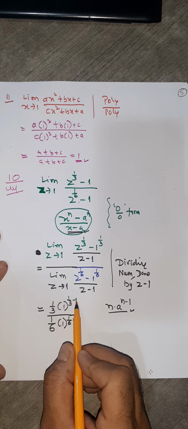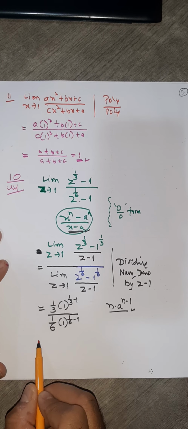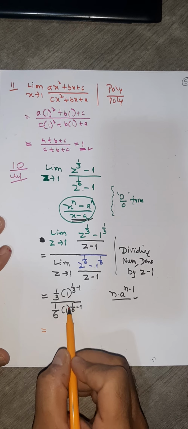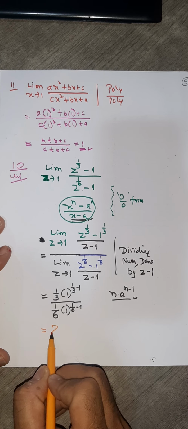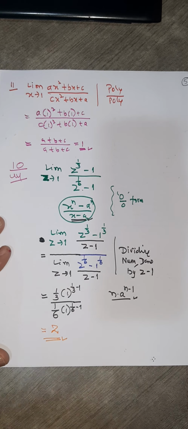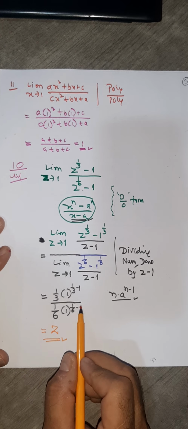Power is reduced by 1. Remember, this is 1, this is 1. So this is 6 by 3, which is 2. So the limit is 2. Fine. Is this clear to you?